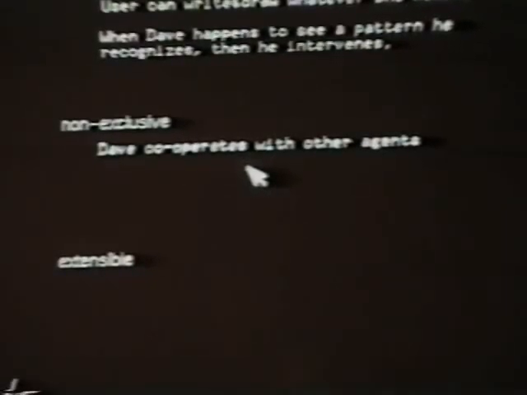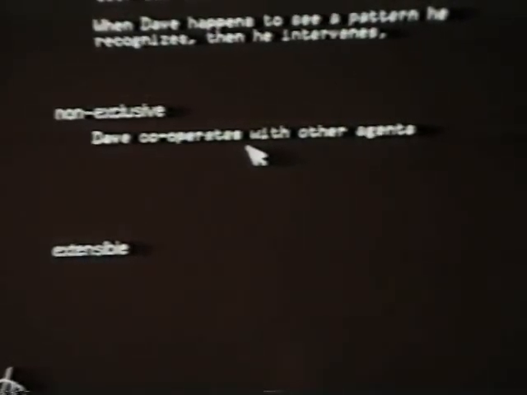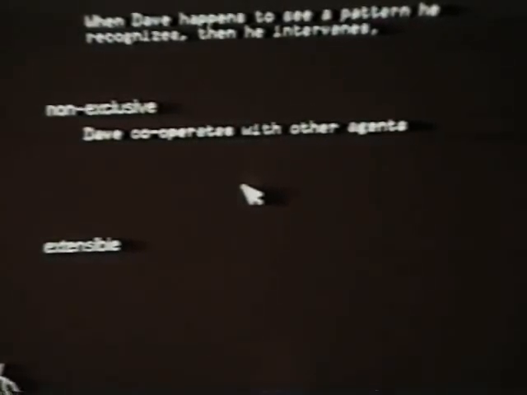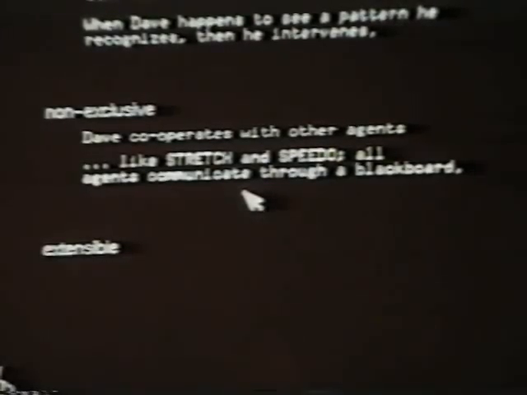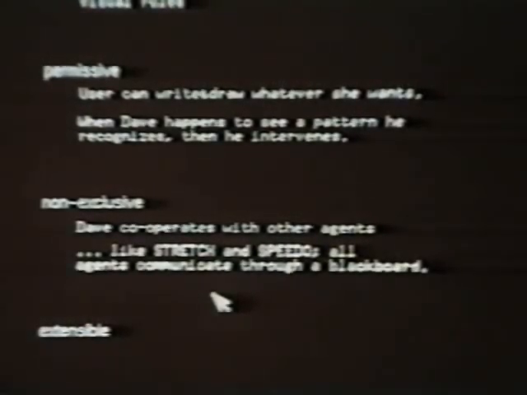Another feature of Dave is that he's non-exclusive. He doesn't mind operating at the same time with other agents. Okay? And so, for instance, there's two other agents that I will show you who can operate at the same time in the same buffer as Dave, and they can also communicate with each other through means of a blackboard.